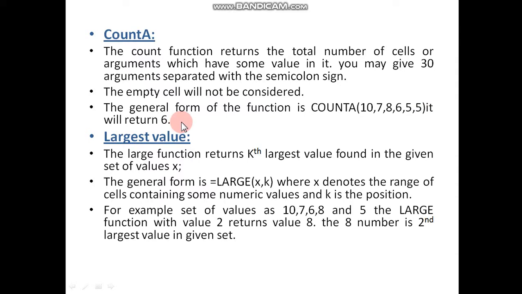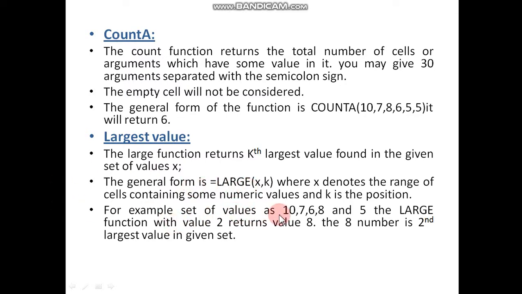Next is the largest value. The LARGE function returns the kth largest value found in the given set of values x. The general form is equal to LARGE(x, k), where x denotes the range of the cells containing some numeric values and k is the position. So it will find the largest value among the values, where x is the range of the cells and k is the position.